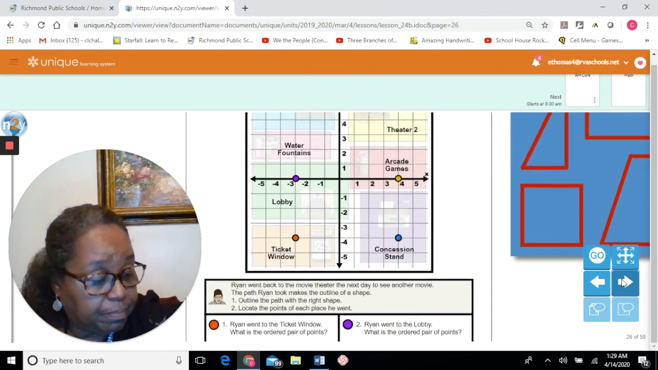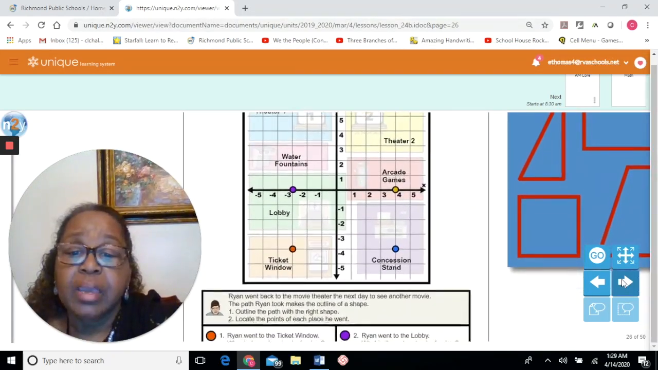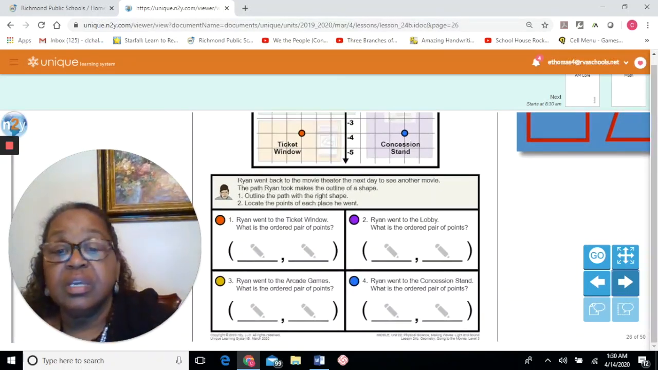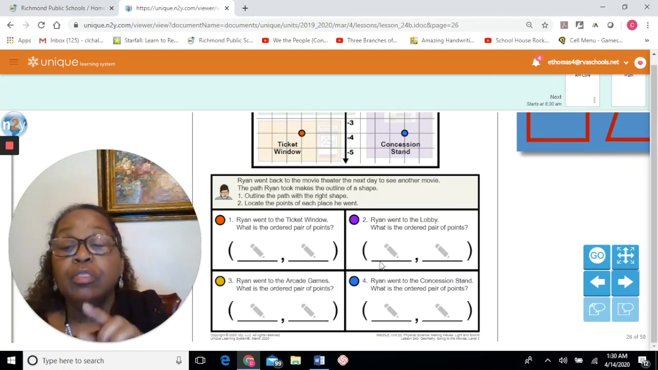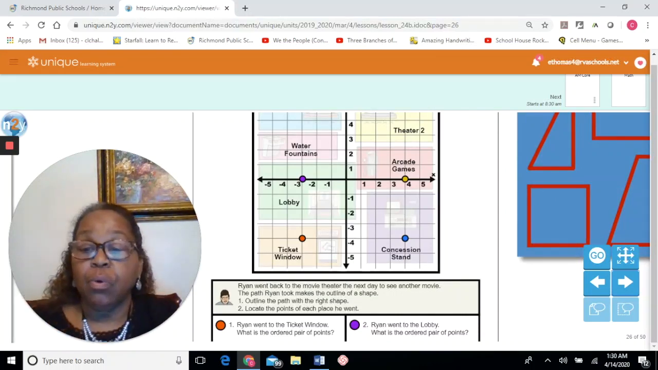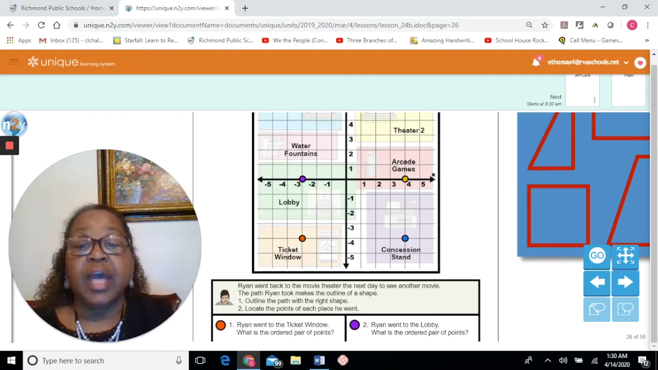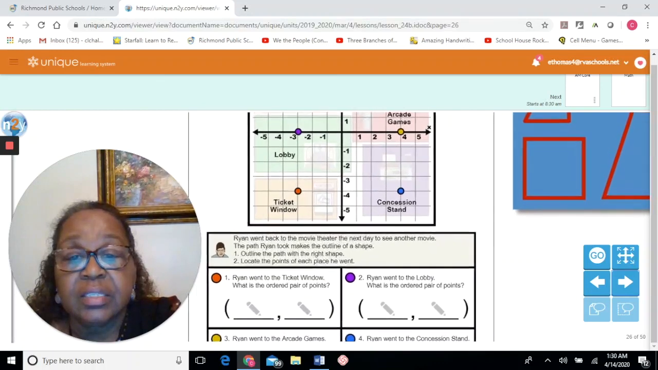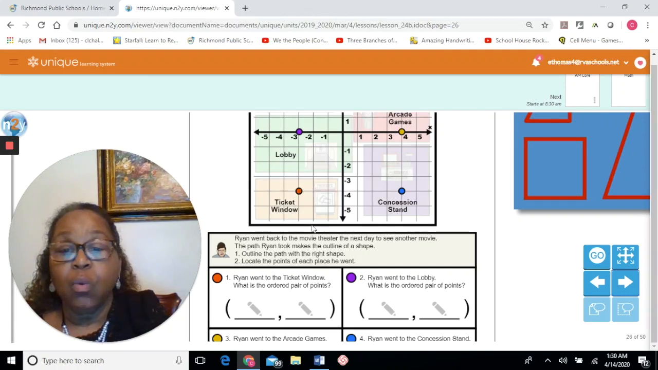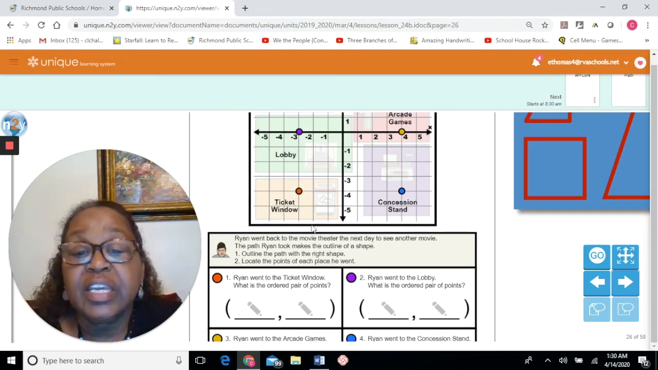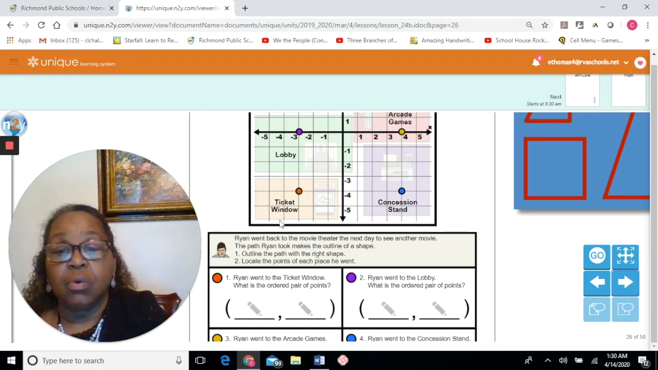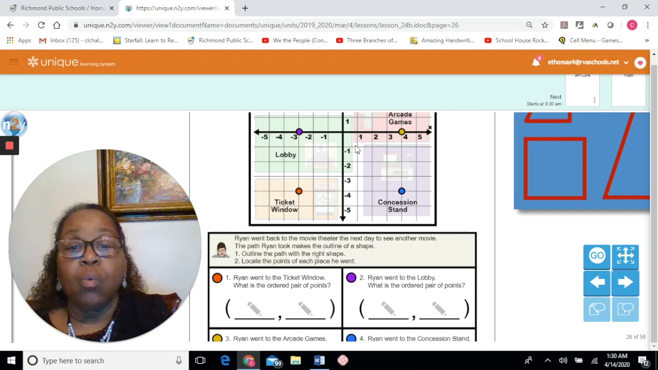Let's see. Here, let's read what this problem says. This time, look at this. This time we have to put the ordered pair in. We have to use the points and put the ordered pair in. This is a challenge. I think we can do it. Let's see. We're going to do the orange dot first, which is here. It says Ryan went to the ticket window. What is the ordered pair? And here is the dot that corresponds. We have to figure out where he went.